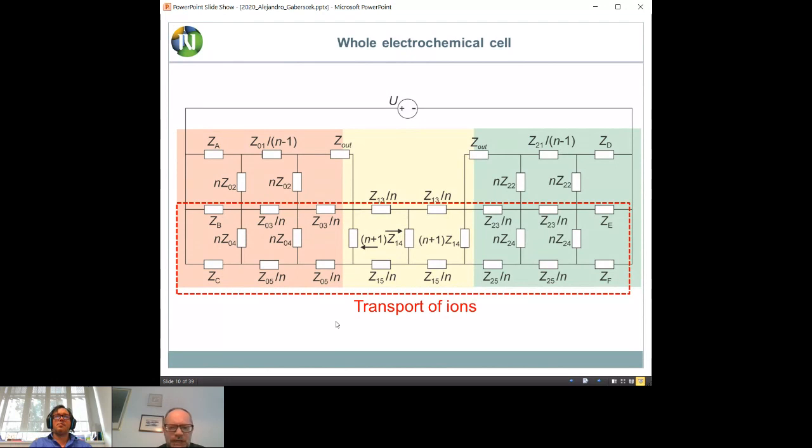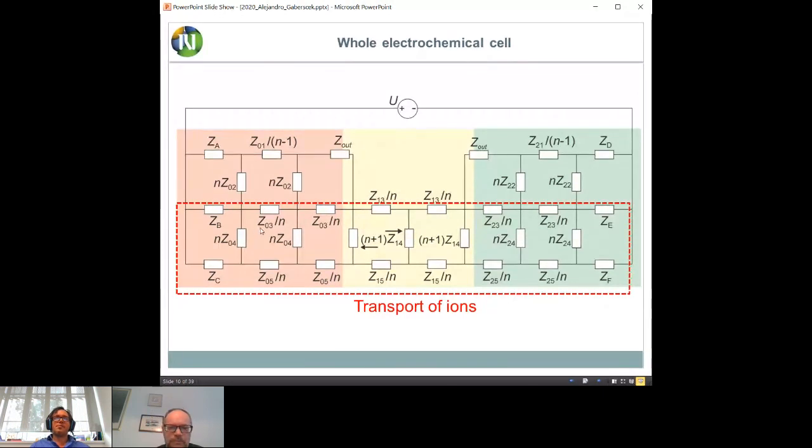So what do we see in this transmission line? We see transport of ions, which is described by this lower line of elements here. And this transport contains both modes, migration and also diffusion. So you have migration and diffusion from one electrode to the other electrode of all mobile species.